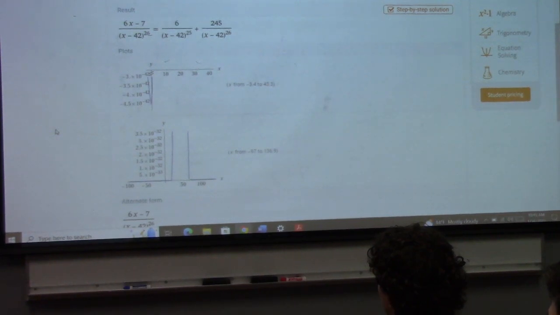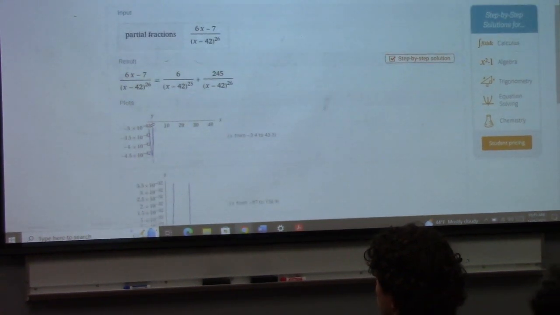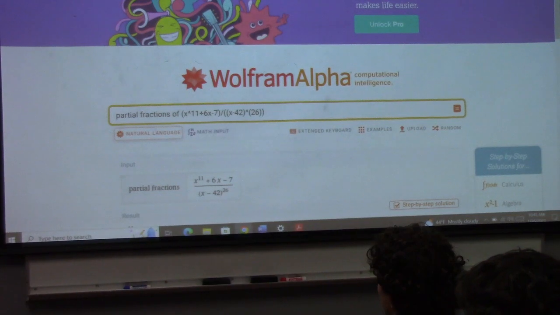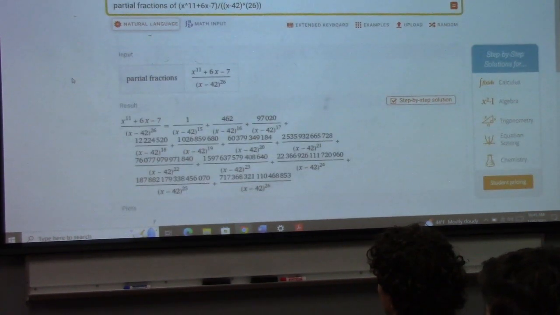I don't usually have this problem of having a degeneracy between the coefficient and the variable, but you guys did this to me. Here, to make it more exciting, make this like 6x to the 11th, let's say. There we go.